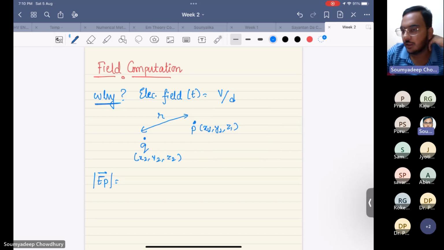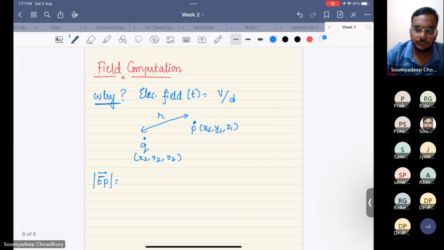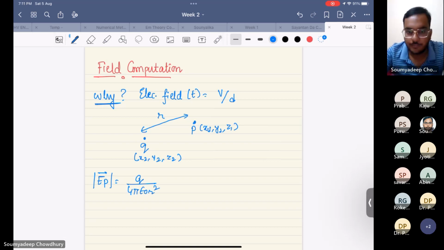Dr. Valsalal, any idea? Q by 4 pi epsilon naught R square. Yes, correct. Q is the charge of that particular point. So magnitude is Q by 4 pi epsilon naught R square, right? Okay, fine.